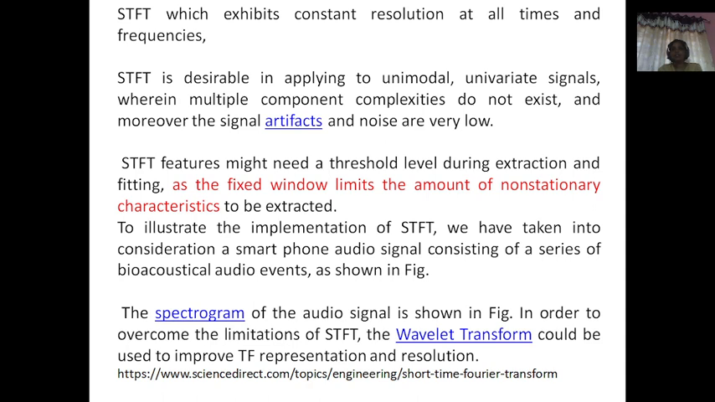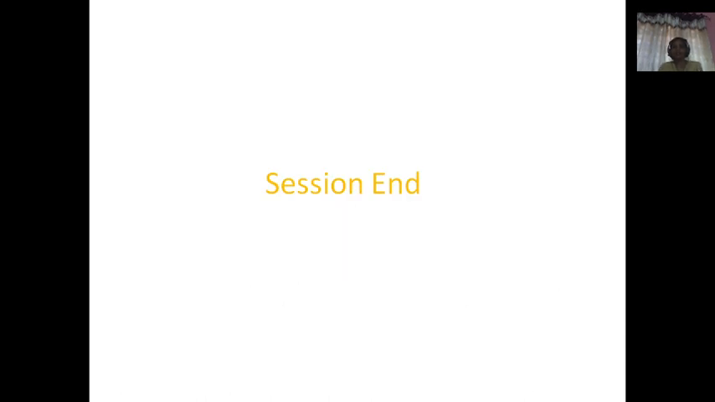This is the figure we saw previously. The spectrogram of the audio signal is shown in the previous figure. In order to overcome the limitation of the short time Fourier transform, to get the fast variations and sudden variations at the end of the window, the wavelet transform is helpful. The problems we are facing with the other transformations can be overcome by using the wavelet transform. So we will end the session here.